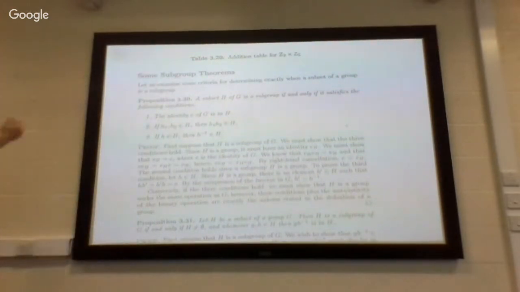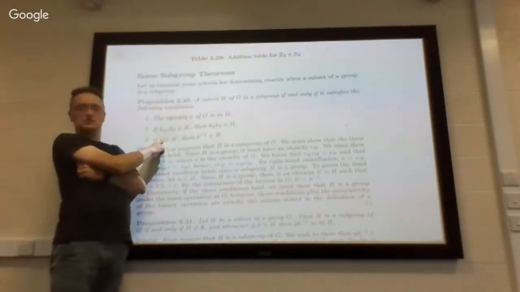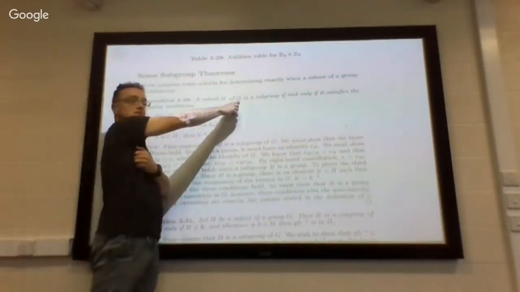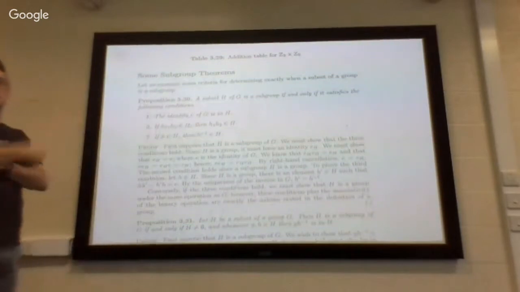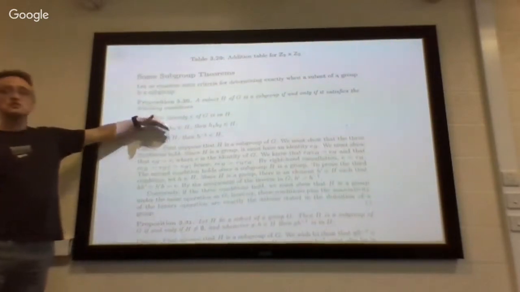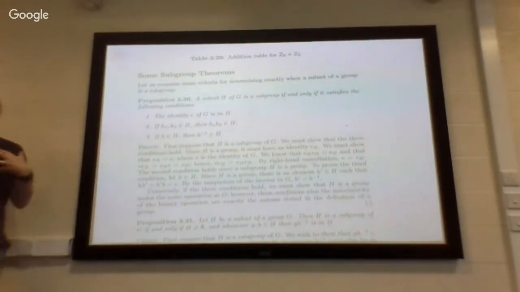And the similar thing for inverses. For every element little h from H, the inverse of it, which we know to be somewhere in G, has to be within the subset H. So these are all restrictions or conditions that the subset must satisfy in order to be called a group.